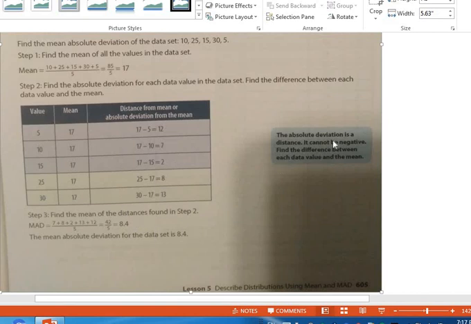The absolute deviation is a distance. It cannot be negative. Find the difference between each data value and the mean. By this, we have covered the lesson.